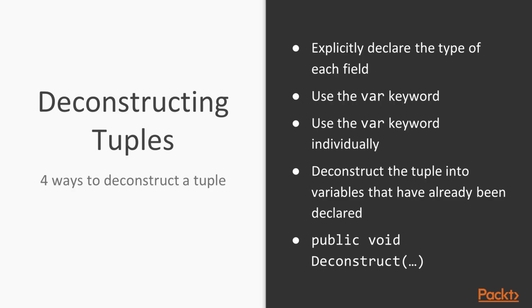As you saw, there were 4 ways to deconstruct a tuple. Explicitly declare the type of each field, use the var keyword so that C# infers the type of each variable, use the var keyword individually with any or all of the variable declarations inside of the parenthesis, and finally, deconstruct the tuple into variables that have already been declared. On an object, you must declare a public void deconstruct function without parameters, and please remember that the function must be called deconstruct.